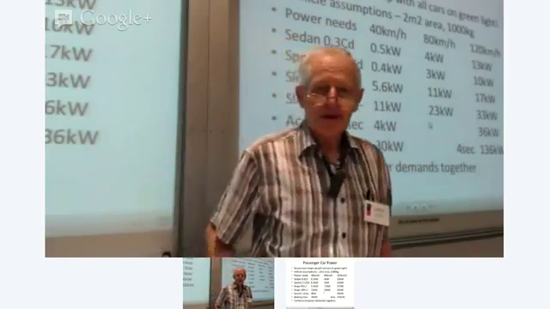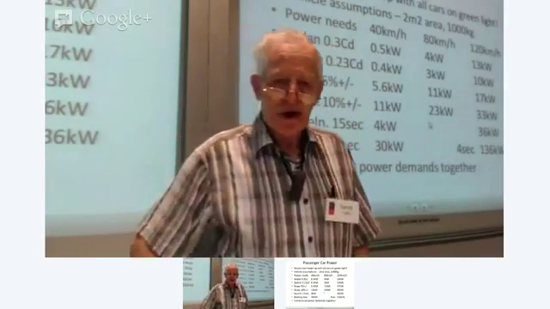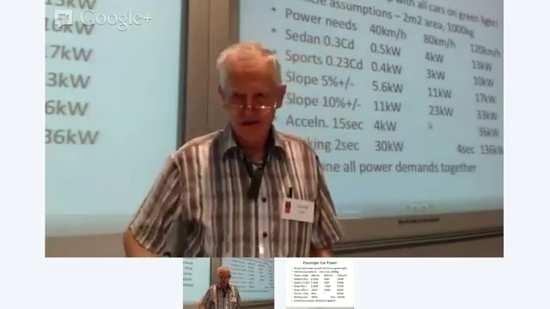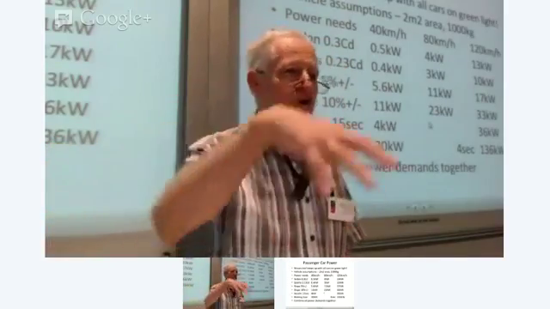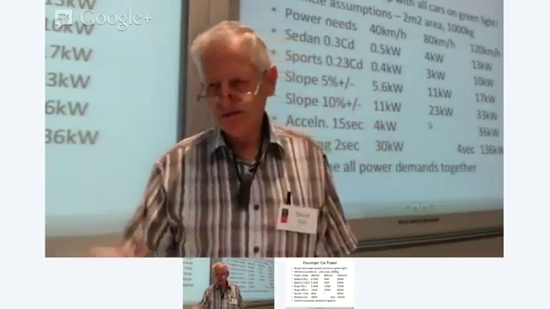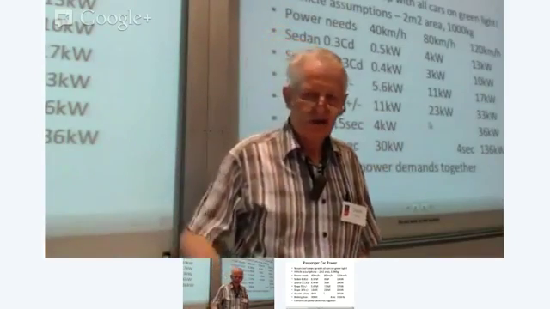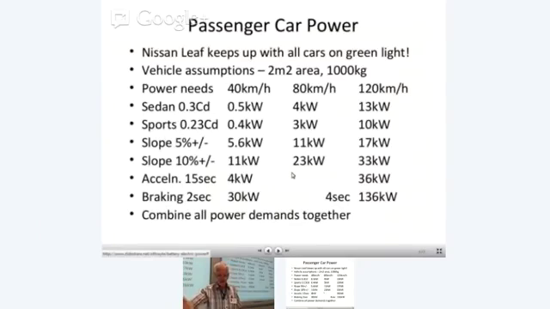Now, if we look at passenger car power, what amount of power do you need to do it? This is what we're going to look at. Make a couple of assumptions. A 2 square metre frontal area of a car, which is fairly typical, and a 1,000 kilogram mass. A lot of our cars will be heavier than that, but it's some figures that I could start off with fairly readily. Now, if we're driving a car along at 40 kilometres an hour, past schools and things like that, a sedan needs about half a kilowatt of power to actually drive at that speed.